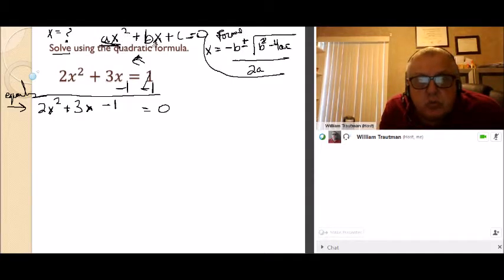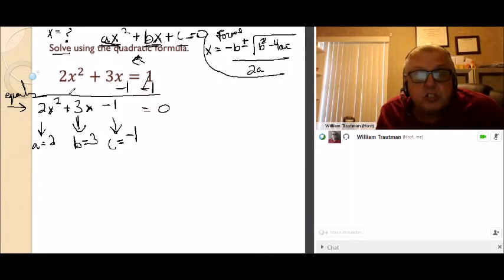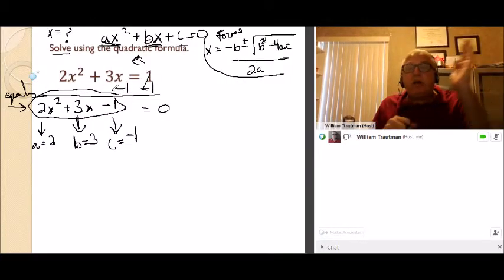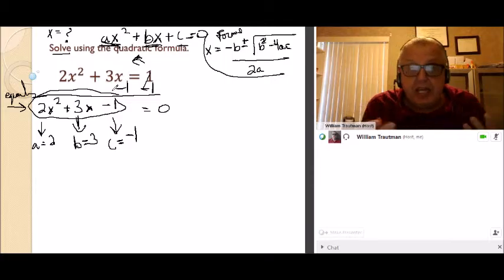We have to get it in this form. A is always the number in front of the x squared, so in this case A equals 2. B is always the number in front of the x, so B equals 3. And C is always the number without the x, and C equals not 1, but negative 1. You see it's the sign of the number also. So A is 2, B is 3, and C is negative 1. The coefficients in front are the A, B, and C.